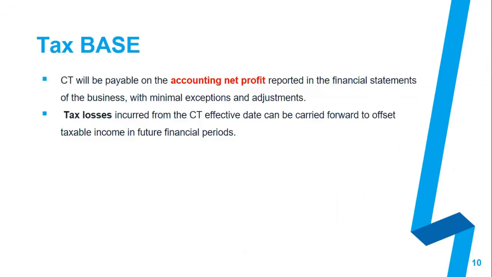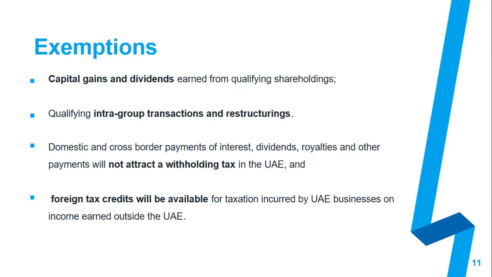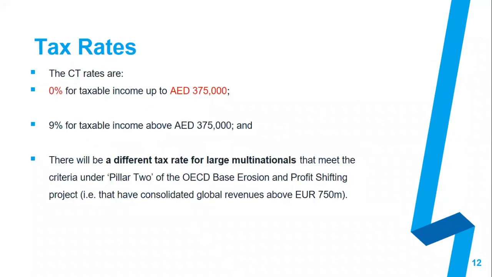Tax base will be accounting net profit. Tax losses will be carried forward. There are exemptions: capital gains and dividends, qualifying intergroup transactions, domestic and cross-border transactions. No withholding tax will be there. You can avail foreign tax credits as well. Tax rates: 0% for income up to 375, above that 9%.